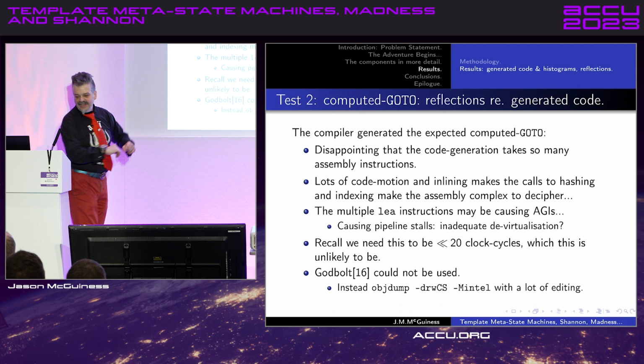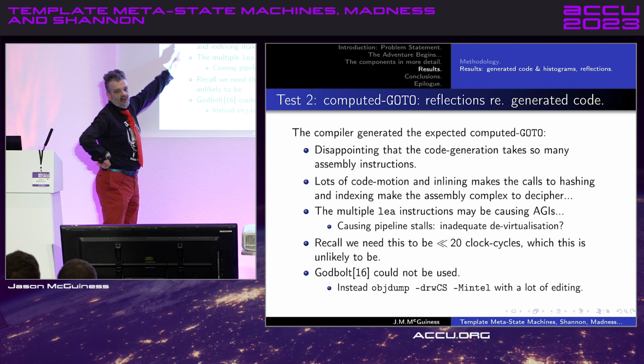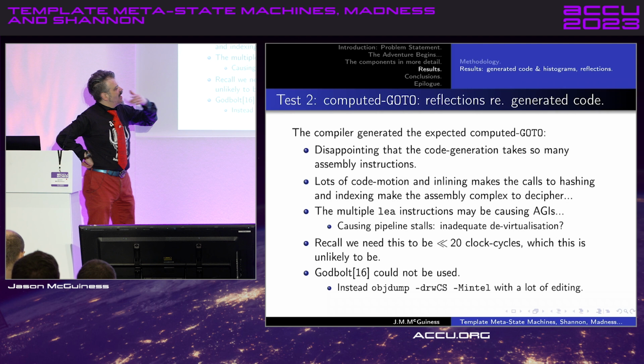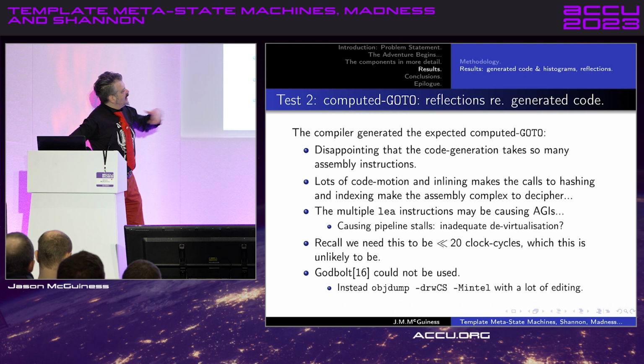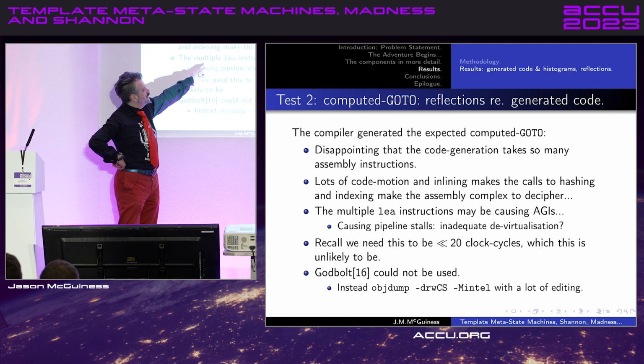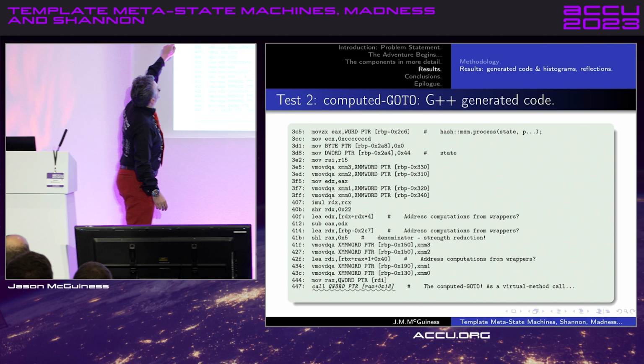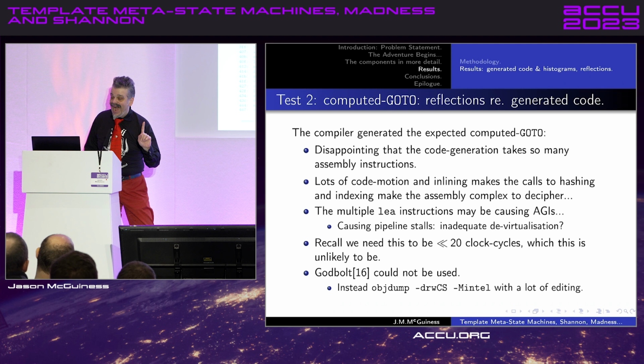This is great. It's very disappointing that there are so many assembly instructions. A lot of hard work. Global code motion and inlining make deciphering it incredibly hard. Yeah, I mentioned the AGIs, the LEA, and the evil AGI. And I think that's what's occurring here, inadequate devirtualization. We wanted it less than 20 clock cycles. I don't know, 1, 2, 3, 4, 5, and so on. That looks about 20-ish instructions. Bad.